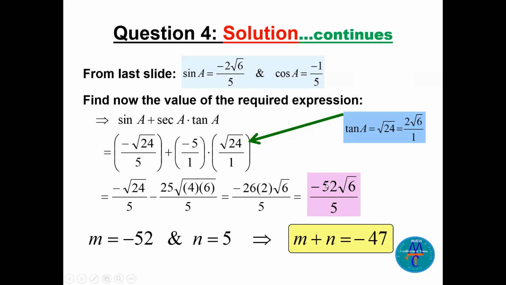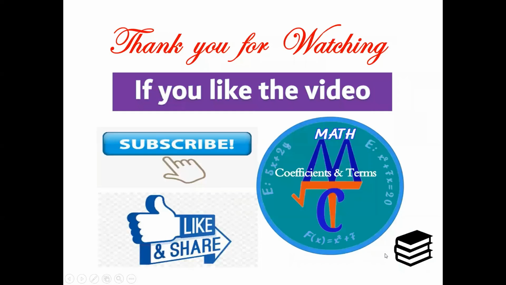Now, what we need is m, the coefficient of square root of 6, which is minus 52. N is 5. When you add m plus n, you get minus 47.